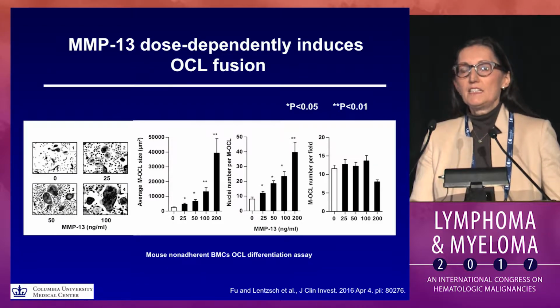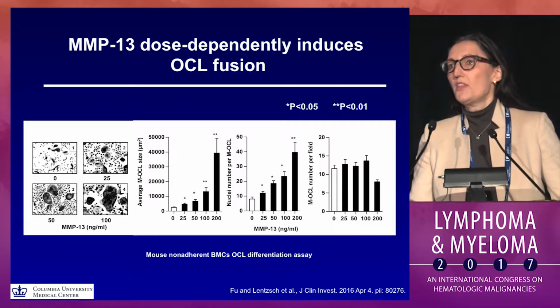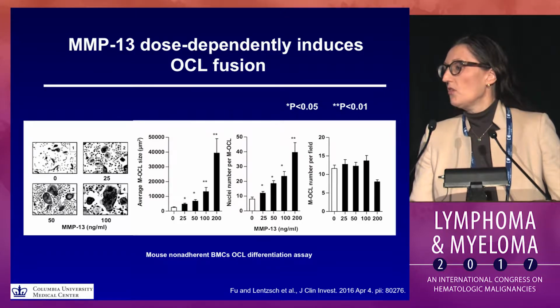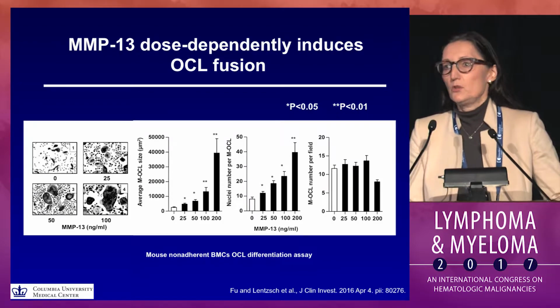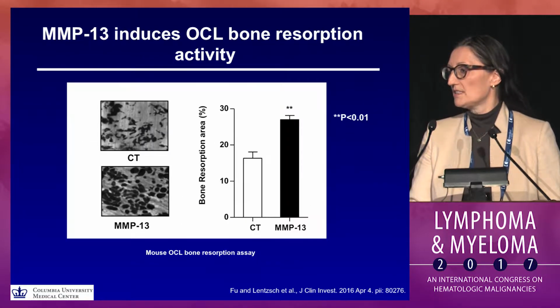Based on those findings, next we looked at whether MMP13 can induce osteoclast formation. We all know that the activity for bone resorption in the osteoclast depends on the size of the osteoclast and also on the number of nuclei per osteoclast. What we observed was that there was indeed a dose-dependent increase in the size of the osteoclasts as well as the nuclei number. There was no change in the absolute number of osteoclasts. This is a typical pattern that we saw: we add MMP13 in increasing levels and see larger and larger osteoclasts.